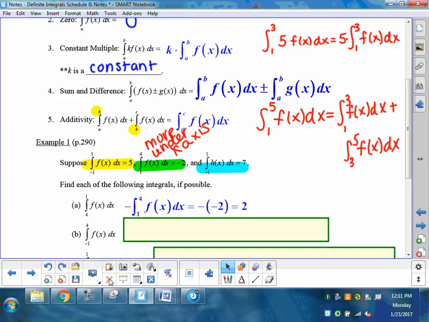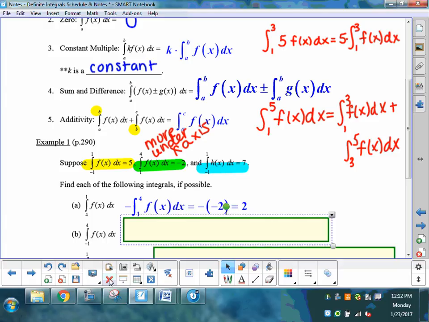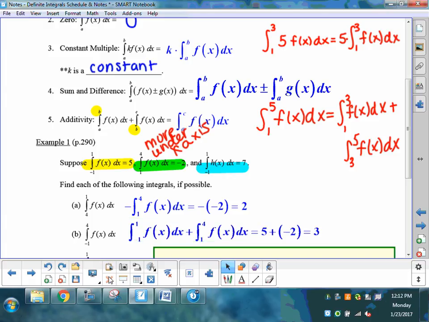Take a look at the next one. What would we do to find an answer in B? Hands up, please, when you can tell me what we would do for an answer in B. I got 1, 2, 3, 4, 5, 6. Not bad. John, what do you say? Add the integral of -1 to 1 of f of x dx with 1 to 4 of f of x dx. And what do you get then, please? 3.